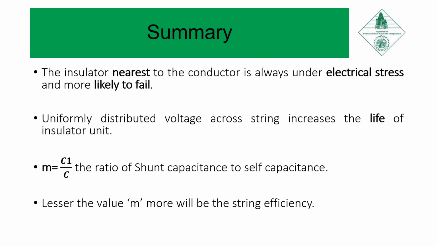From the above discussion, we can summarize the whole session into the following points. The insulator nearest to the conductor is always under electrical stress and more likely to fail. Uniformly distributed voltage across the string increases the life of insulator unit. The ratio of shunt capacitance to self capacitance is kept as minimum as possible to increase the string efficiency and life of the insulator string.